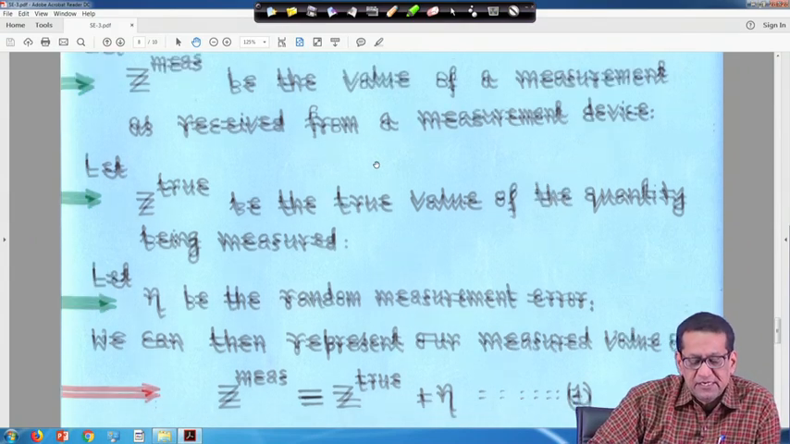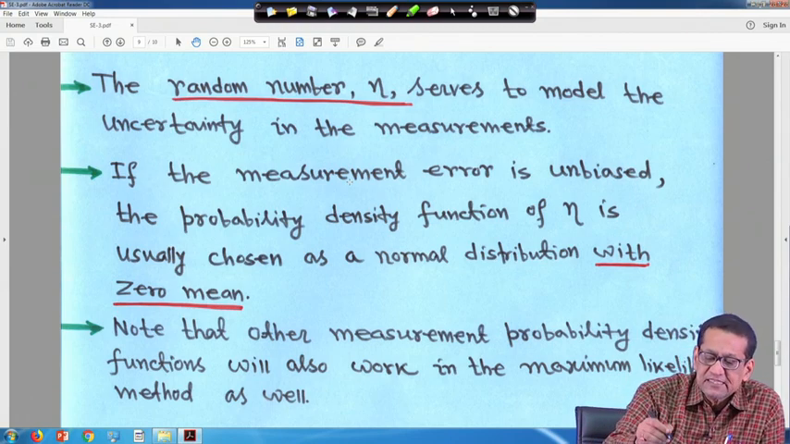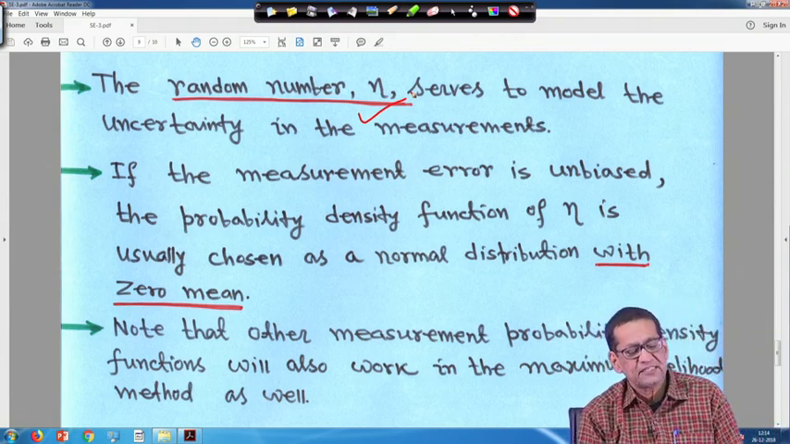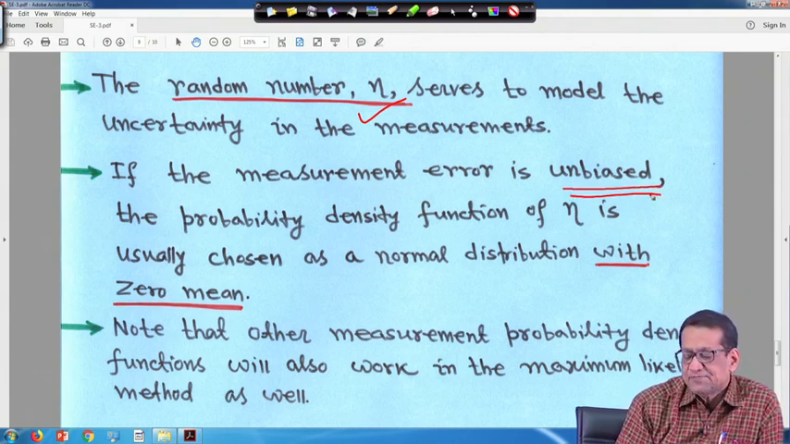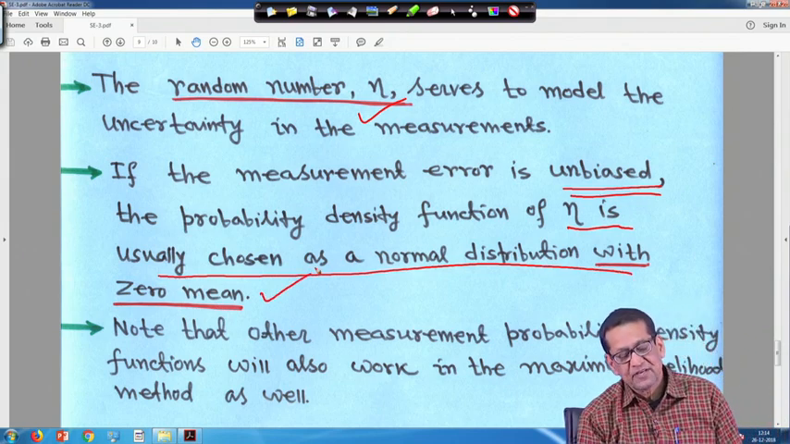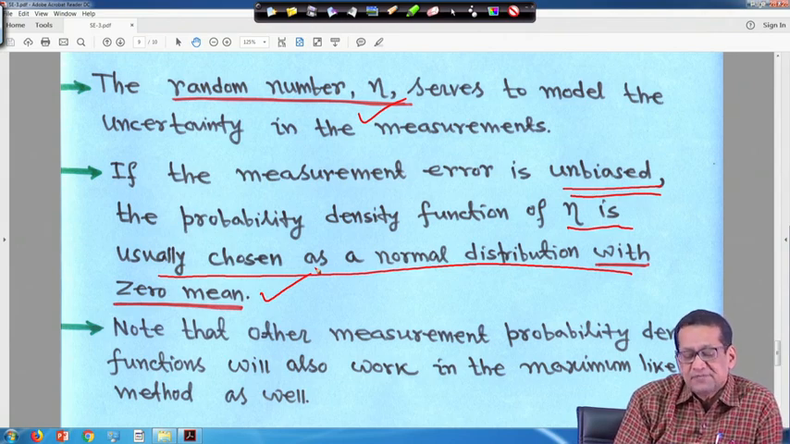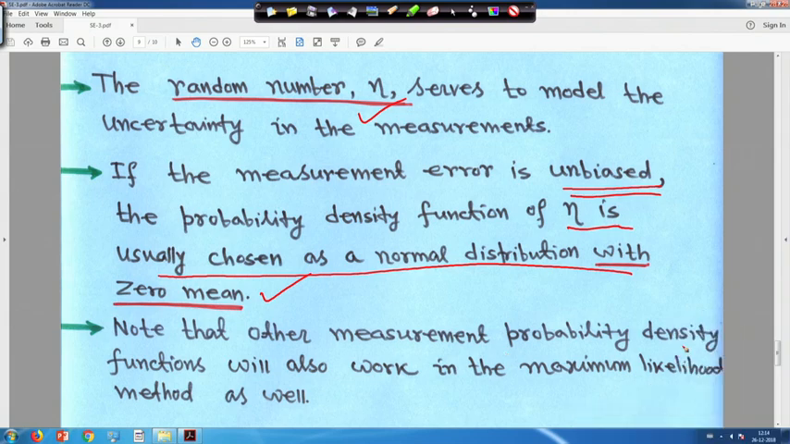Now the random number zeta serves to model the uncertainty in the measurements, right. If the measurement error is unbiased, the probability density function of zeta is usually chosen as a normal distribution with 0 mean, I mean its mean is 0. Note that other measurement probability density functions will also work in the maximum likelihood method as well.